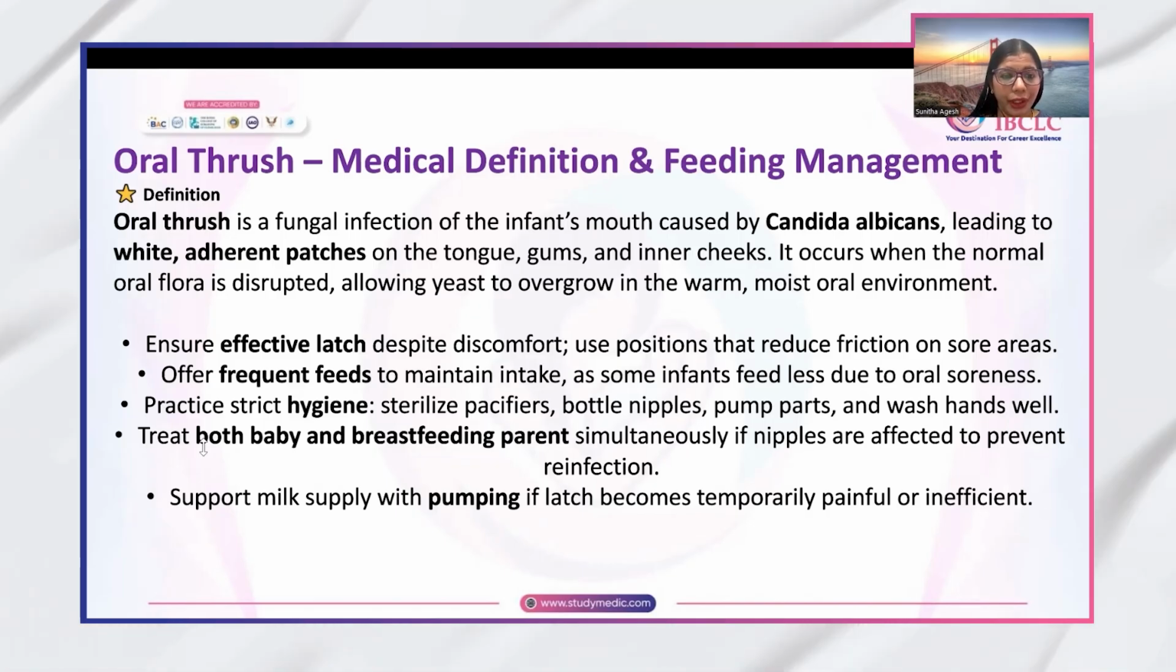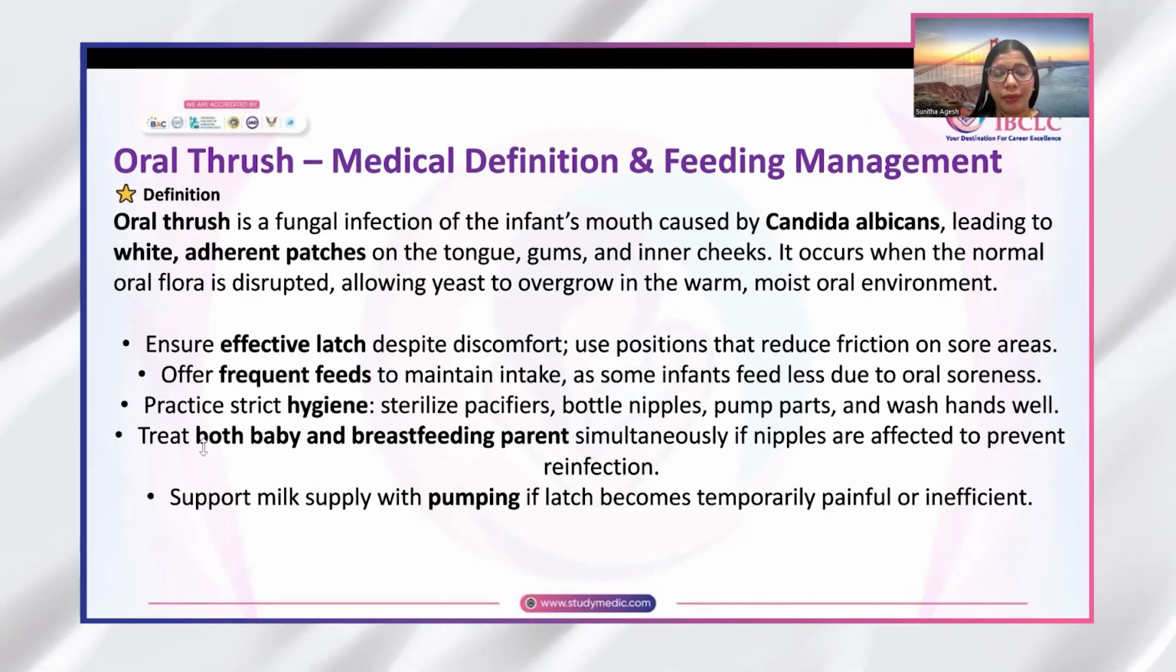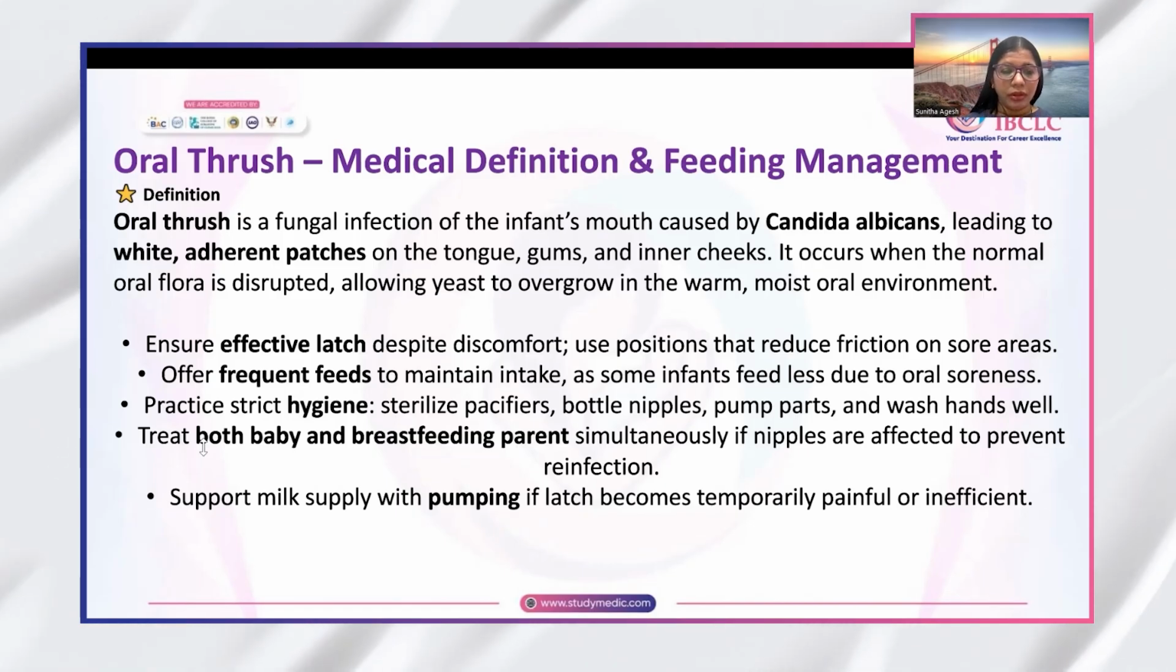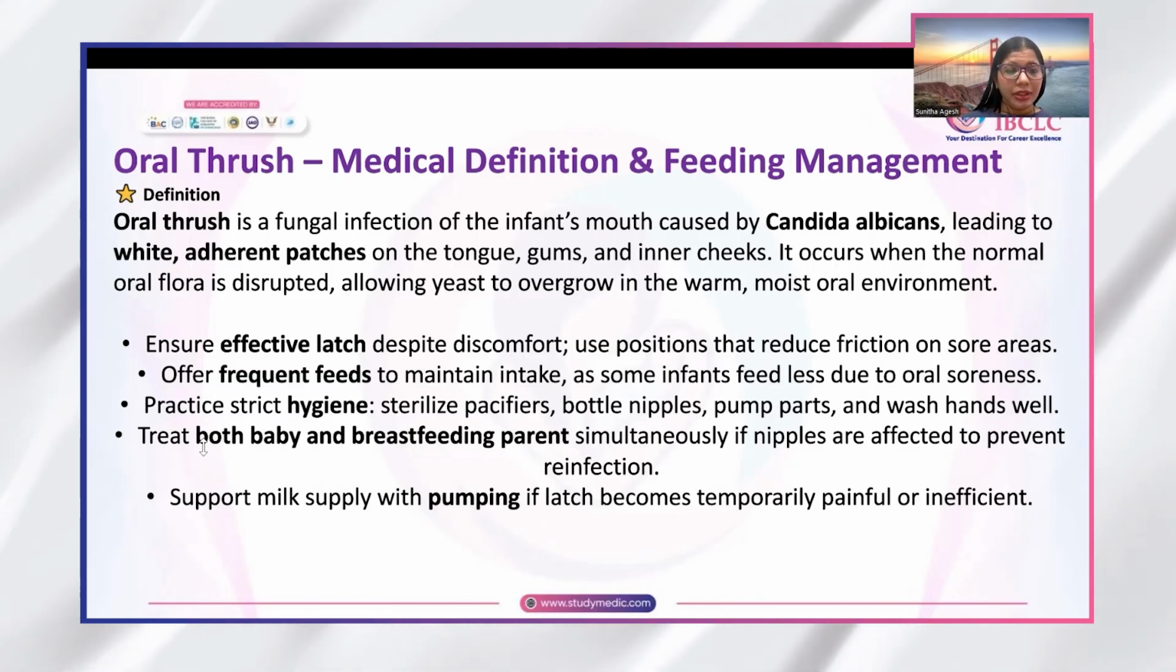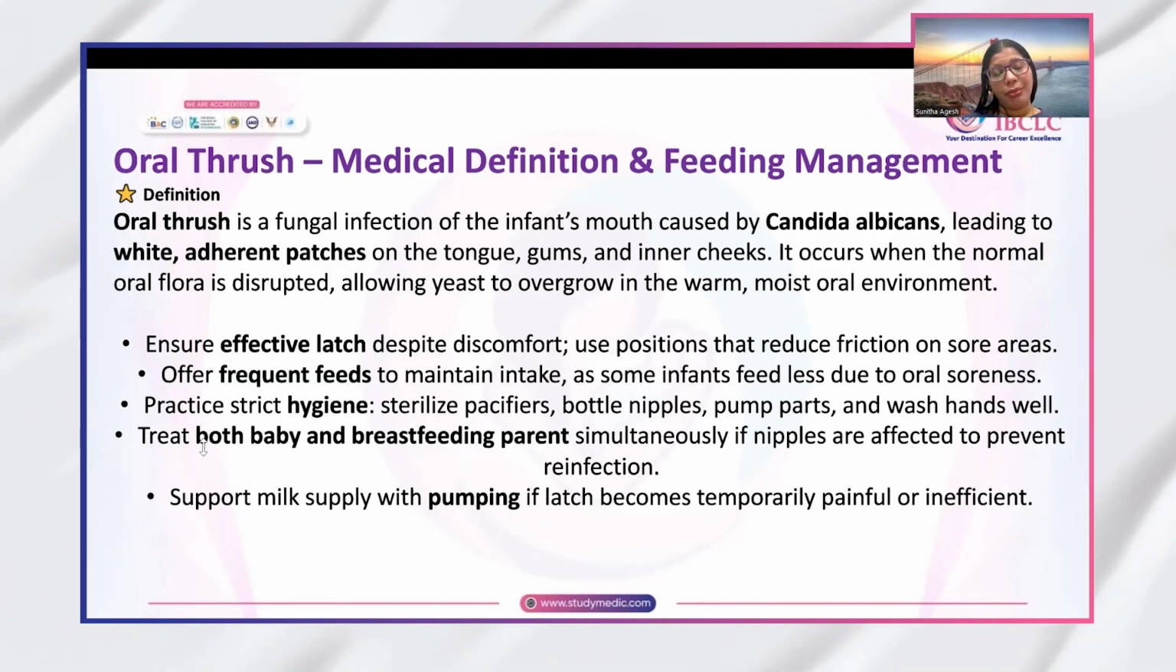Some infants feed less due to oral soreness, because if something in the mouth is paining, the baby will take less milk, right? So we need to feed frequently, and we need to sterilize the pacifier if one is offered, and the bottle. If using a bottle, it is better to give cup feeding, but bottles, everything, even the pumping parts, should be sterilized properly. We need to inform the mother to do hand hygiene, and we can limit the visitors also. Then if the baby is getting infection, the mother also should be treated with antifungal, because of cross infection: the mother gets it, the baby also gets it.